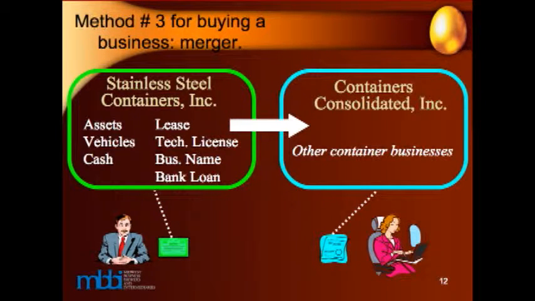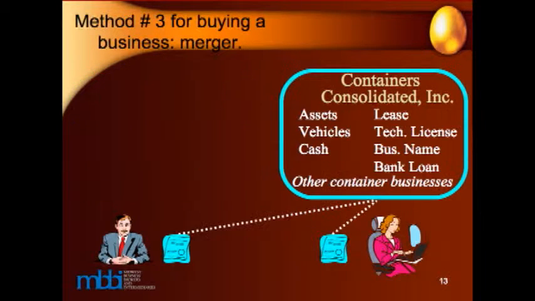And as a result, the stainless steel container business is within that business along with her other container businesses. Now, there are 2 unique things about a merger. One is very good and one is very bad. The good thing is that if it's done correctly, it can be done on a tax-free basis, meaning that Steve will not pay any federal or state income tax on what he got from the merger.